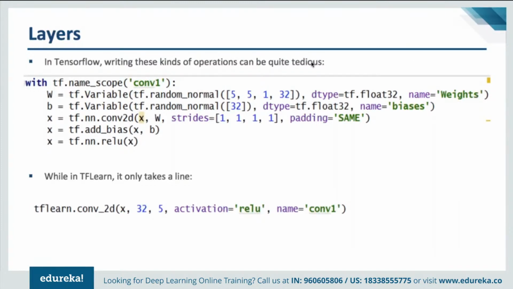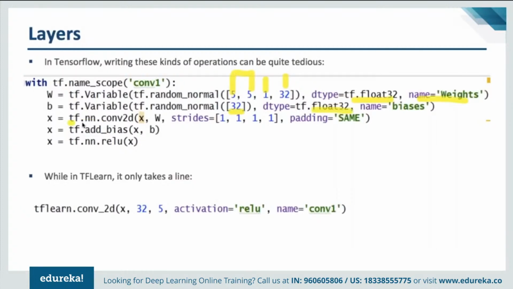So let's say we are trying to build a convolutional neural network. First we are defining the weight as a 5 by 5 matrix by 1, probably it's a black and white image. Then the number of filters is 32. That would be float type, and we're giving it a name. Then we're creating the bias, 32 bias values of random values, random normal, float type, and a name.